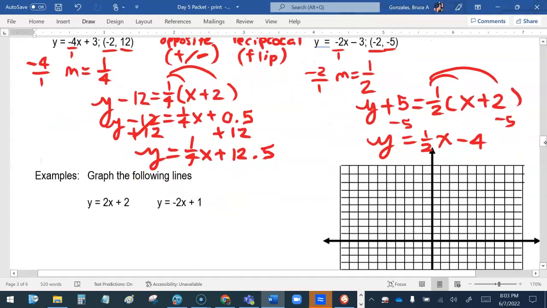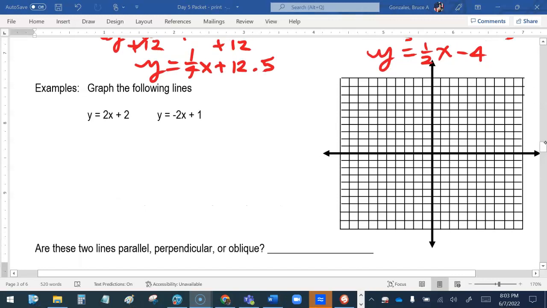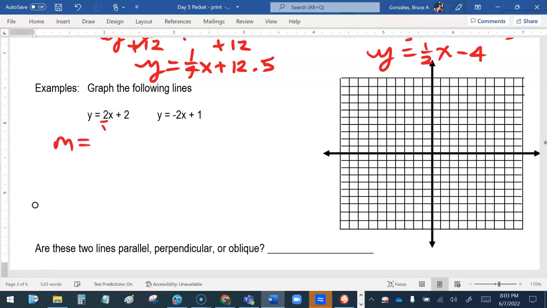All right, let's graph the following lines. So our slope in front of the x is 2/1, right? A regular 2 means 2/1. So my m is 2/1. My b is 2, right? Because this is y equals mx plus b. Now, go ahead and say it out loud. What do I graph first, the m or the b? It's the b. B for beginning.